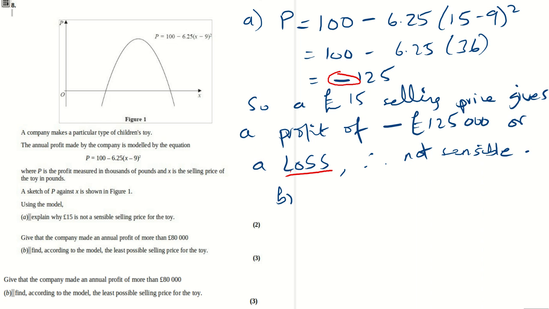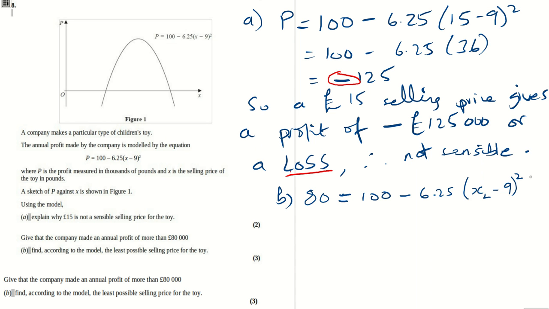Now part B, now it tells us what the profit was. The profit was actually 80,000. So 80, but remember P is in thousands, so it's not 80,000, it's just 80. 80 equals 100 minus 6.25 (x minus 9) squared. Now it tells us that actually the profit was more than 80,000, and it wants us to find the least possible selling price.